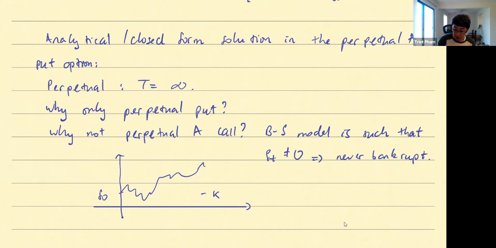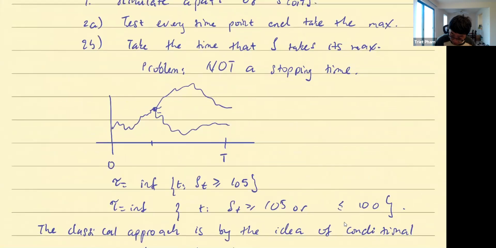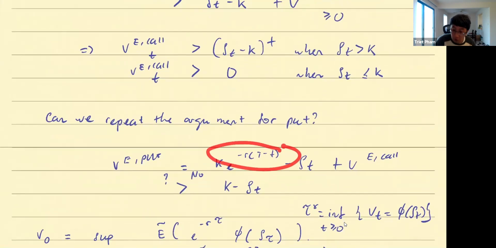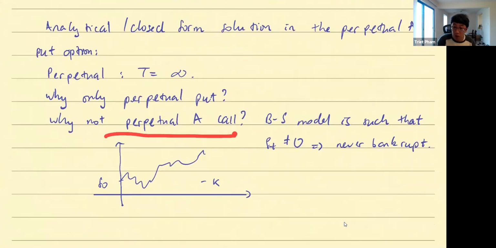Why? Because with the put option, the time value of money works against you, like with the minus R. I was saying somewhere right here, the time value of money works against you. So even if I give you the whole future, until the universe ends, to exercise, you may still not want to wait, because the longer you wait, the more it hurts in terms of losing time value of money. So maybe I would just say that's why not a perpetual call. But perpetual put makes sense.